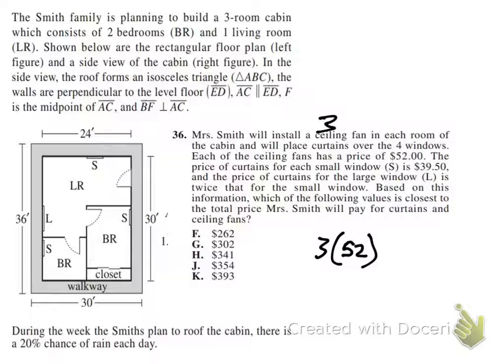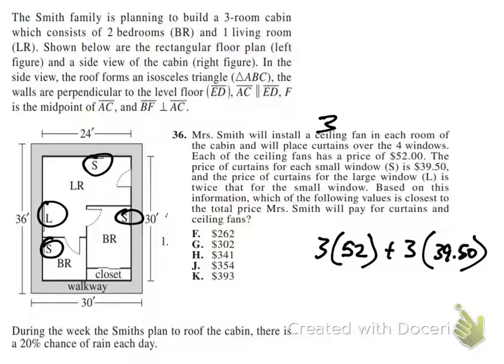The price of the curtains for each small window is $39.50. Go over to the picture. How many small windows do you see? You got 1, 2, 3 small windows. So there's 3 $39.50s. Price of the curtain for the large window is twice the amount of the small window. There's 1 large window, and it has a price tag of whatever 2 times $39.50 is. What is that? $79?